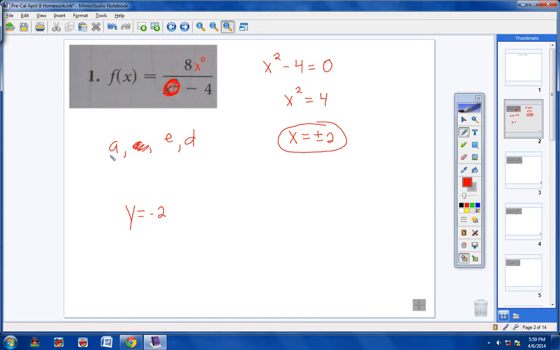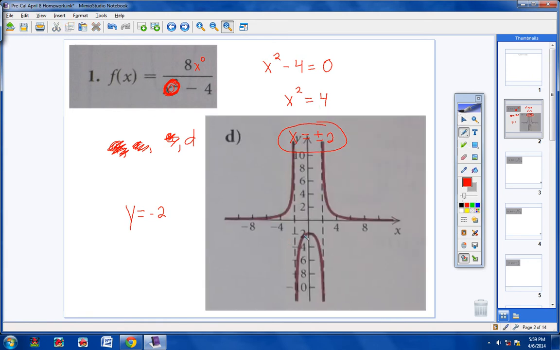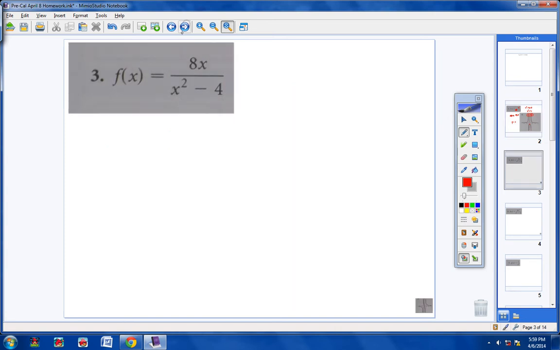Well, A doesn't. A goes to the y-axis at 0. E goes to the y-axis at 0. However, look at letter D. Letter D's graph is right here in front of you. And look at this. Notice how the graph goes through the y-axis right at negative 2, right there. Okay, so that's the one, letter D. Okay, let's continue on to number 3.